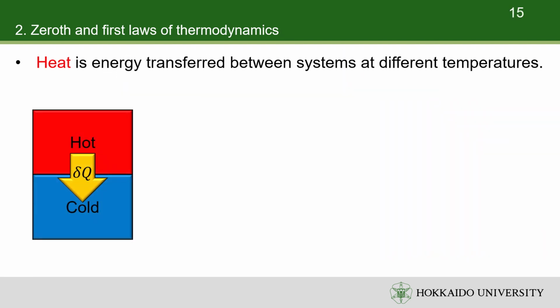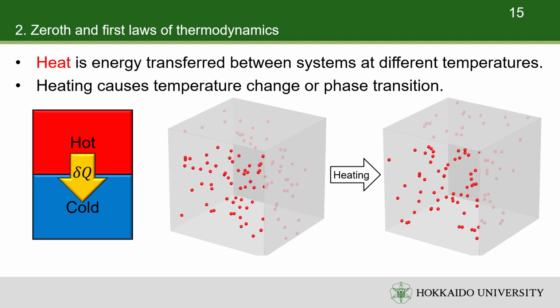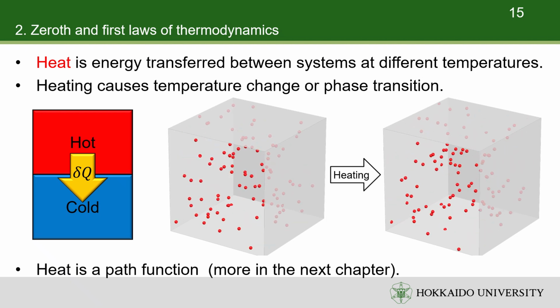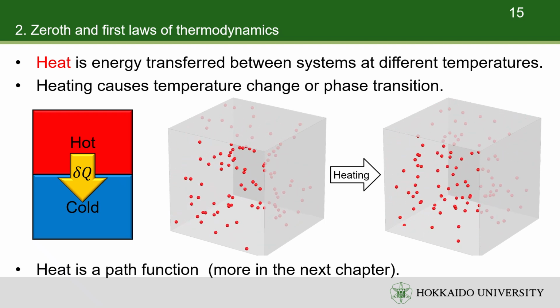Heat is the energy transfer to a system other than work. Heat is usually caused by a temperature difference between the system and the surroundings. Meanwhile, heat causes temperature change or phase transition in the system, which can be measured. Like work, heat is a path function. Infinitesimal heat is denoted by delta Q.